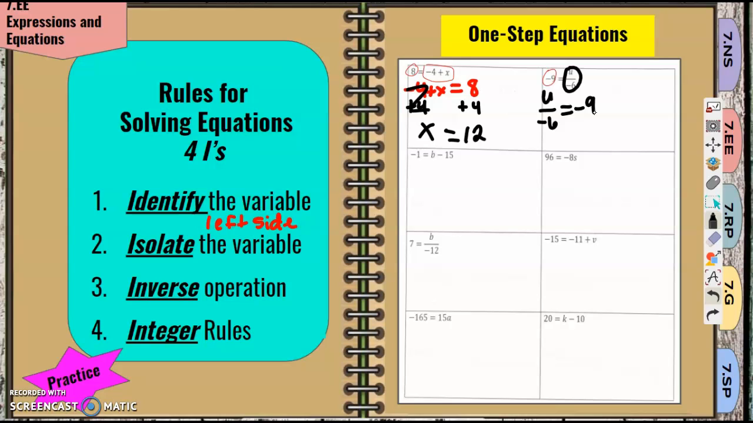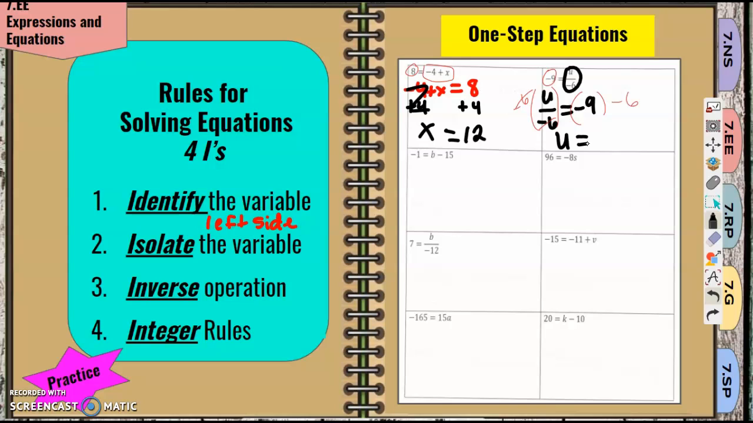I'm going to do the inverse operation. The opposite of dividing, because this shows a division problem, u divided by negative 6, the opposite of dividing is multiplying. So I'm going to multiply by negative 6 on both sides. Whatever I do on one side, I have to do on the other side, because it's an equation. It has to stay balanced. So if I multiply this by negative 6, the negative 6's cancel out and leave me with u. So now my variable is by itself.